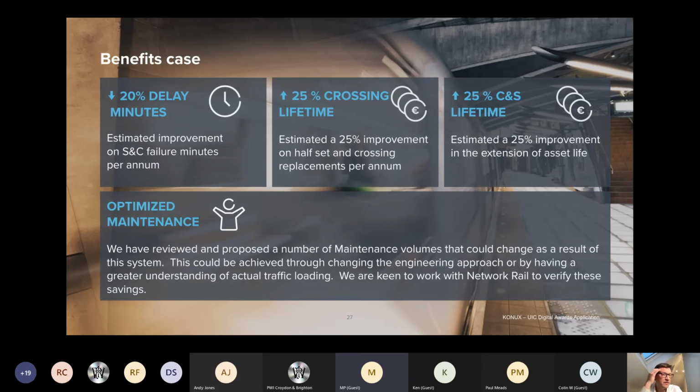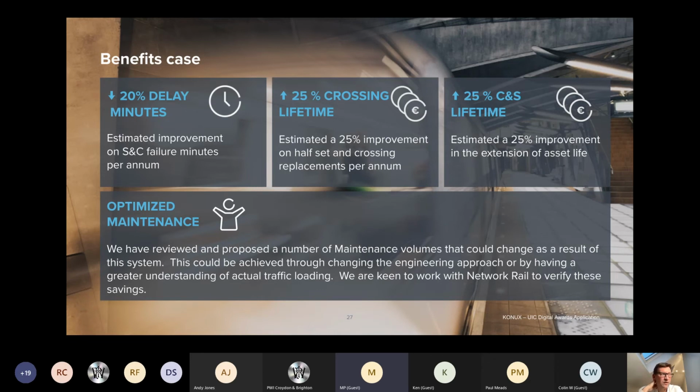And then this is the benefits case that Network Rail and Eastern came up with. So anticipating being able to reduce delay minutes by 20% and get 25% crossing and half set life extension. Sometimes, obviously, that's very short at the moment. And ultimately, can we push the lifetime of the S&C out beyond where it is today by up to 25%?